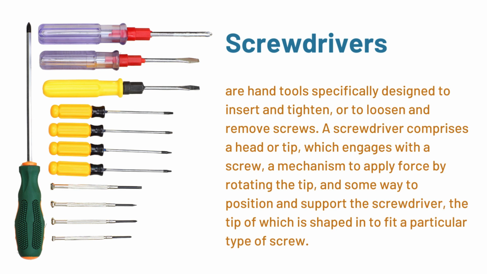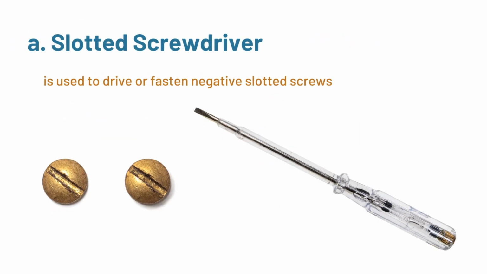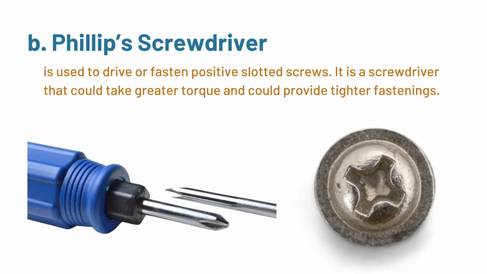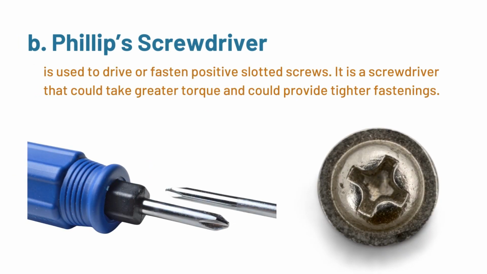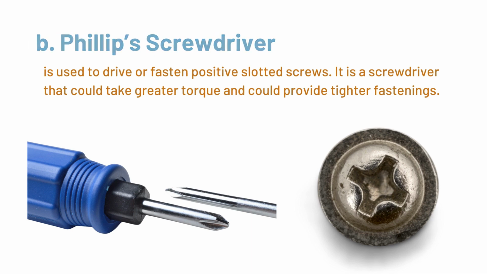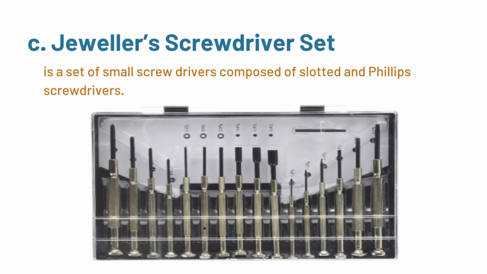So, examples of screwdrivers. This one is slotted screwdriver. This one is used to drive or fasten negative slotted screws. Next is Phillips screwdriver. This one is used to drive or fasten positive slotted screws. It is a screwdriver that could take greater torque and could provide tighter fastenings. And the last one is jeweler's screwdriver set. This one is a set of small screwdrivers composed of slotted and Phillips screwdrivers. So that's it for driving tools.